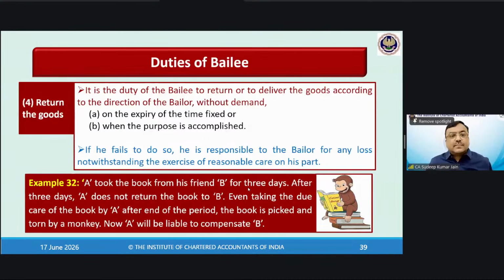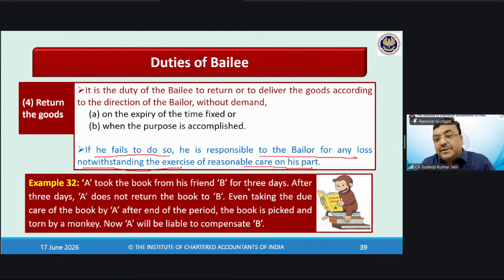Okay, so it is the duty of the bailee to return or deliver the goods according to the direction of bailor without demand. Without demand means the bailee should not wait for the asking of return from the bailor. If he fails to do so, he is responsible to the bailor for any loss, notwithstanding the exercise of reasonable care on his part.